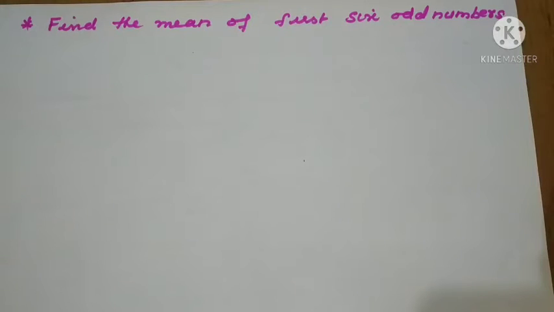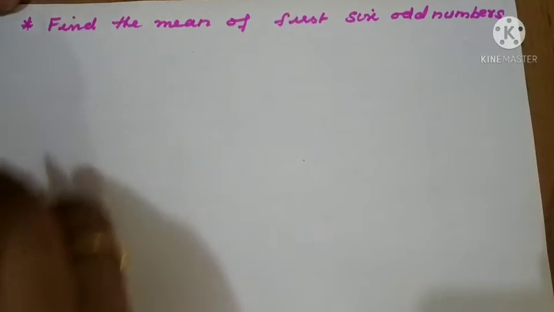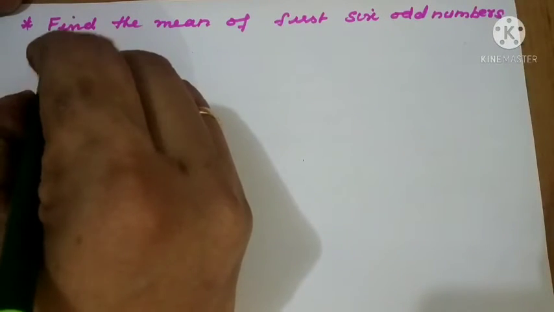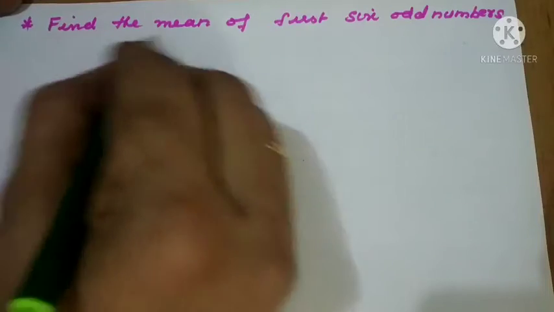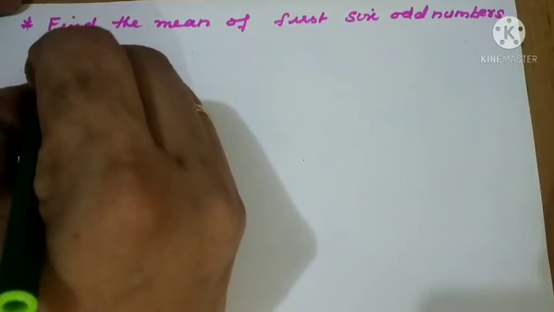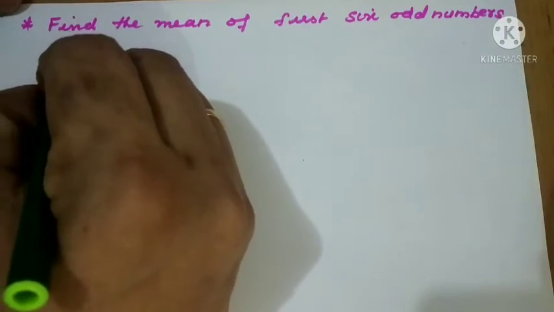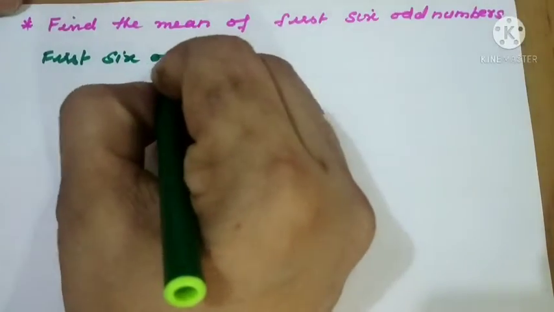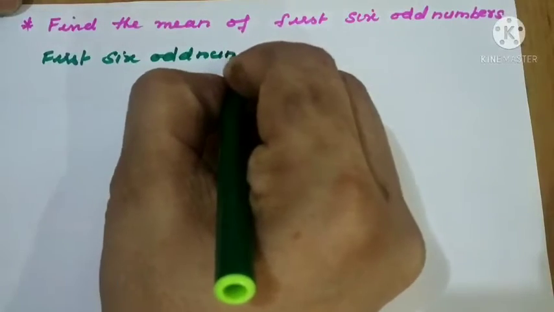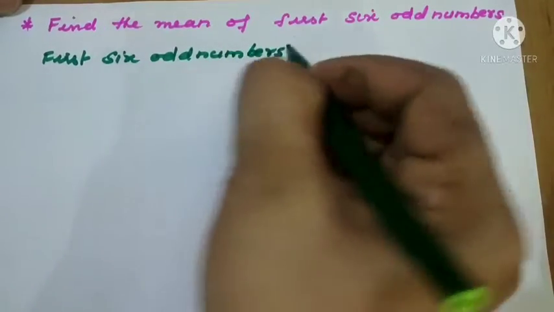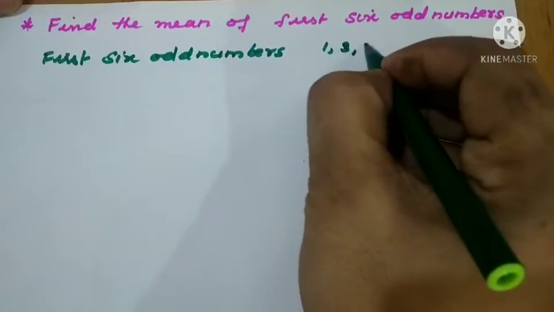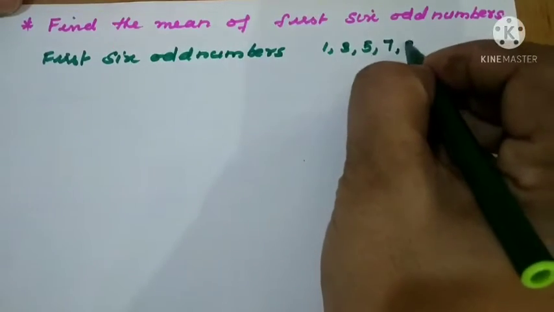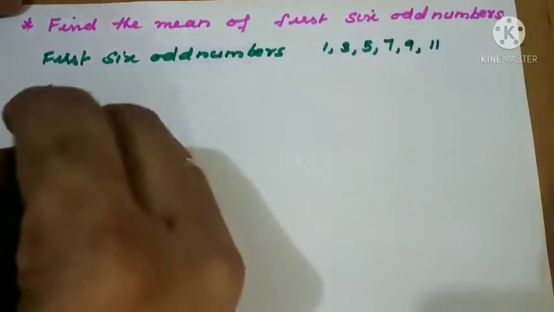Children, we are going to do statistics now. Find the mean of the first 6 odd numbers. First we will list out the first 6 odd numbers. That is 1, 3, 5, 7, 9, 11.